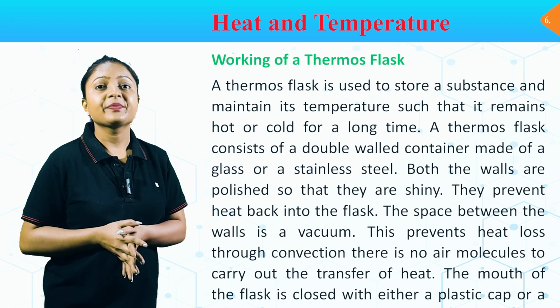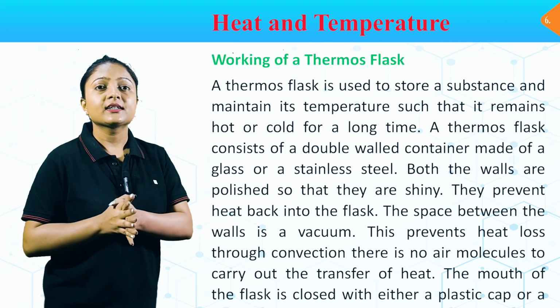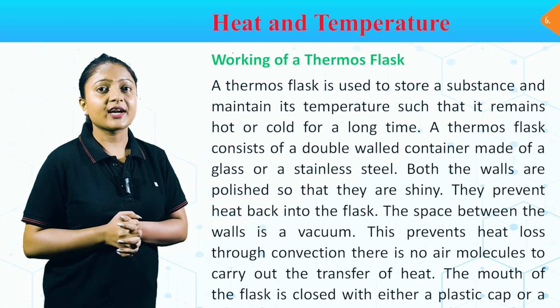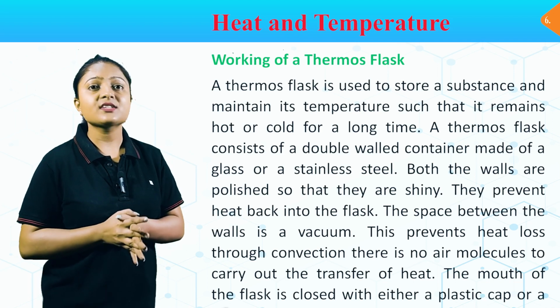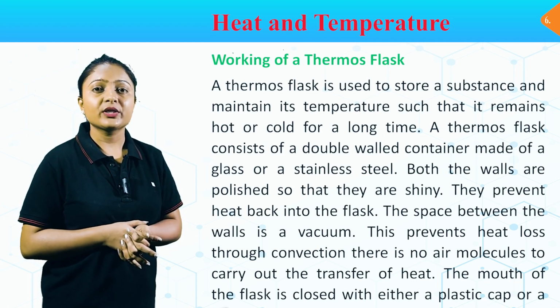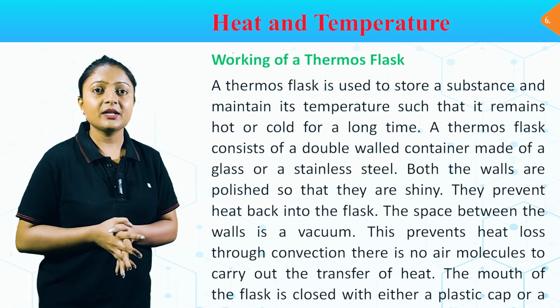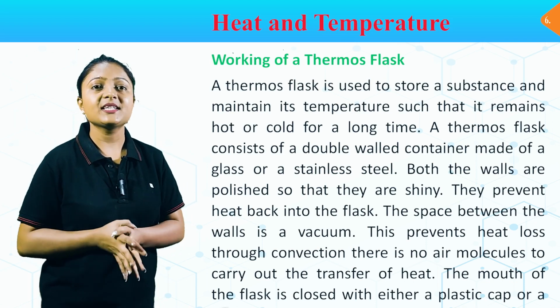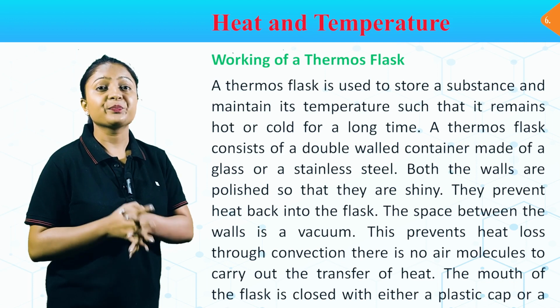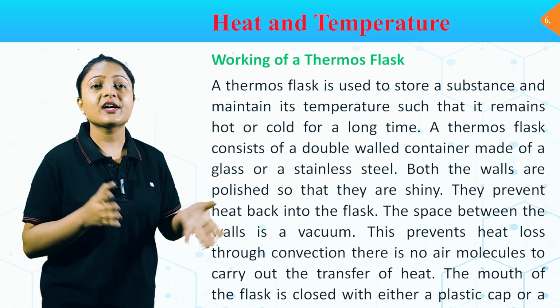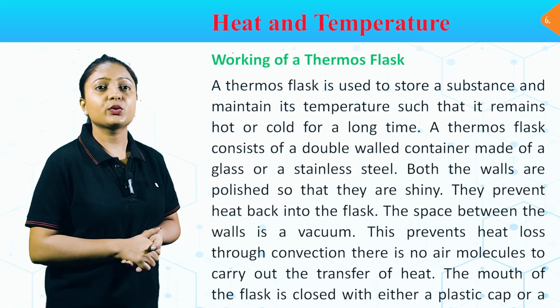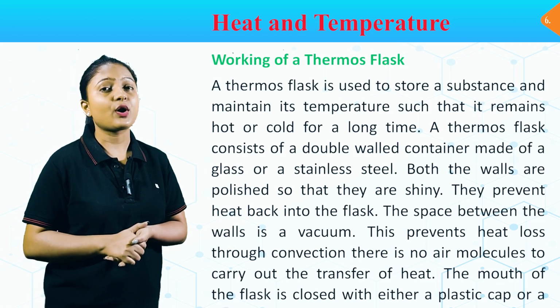for a long time. A thermos flask consists of a double-walled container made of glass or stainless steel. Both the walls are polished so that they are shiny. They reflect heat back into the flask. The space between the walls is a vacuum. This prevents heat loss through convection. There are no air molecules to carry out the transfer of heat.